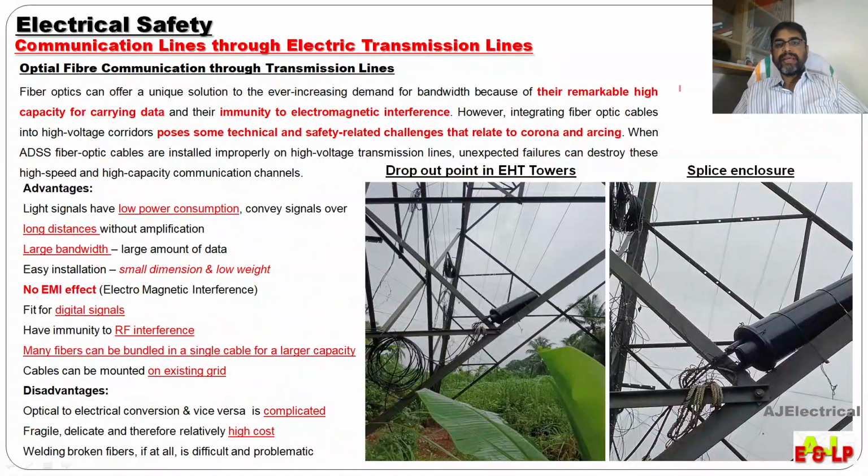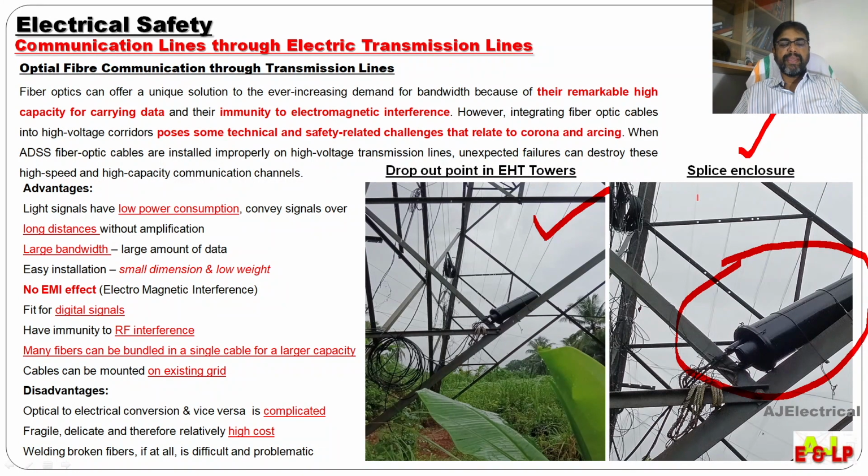In this screen you can see some dropout points in the towers, and you can see a black box here, which is called a splice enclosure. So such splicing points will be there in substations or in some tower locations. See, here I have explained the advantages and disadvantages of such fiber communication. Actually, I am not going deep into that section.